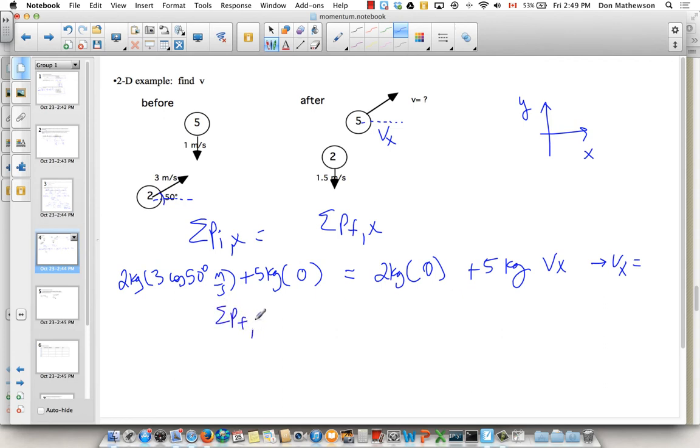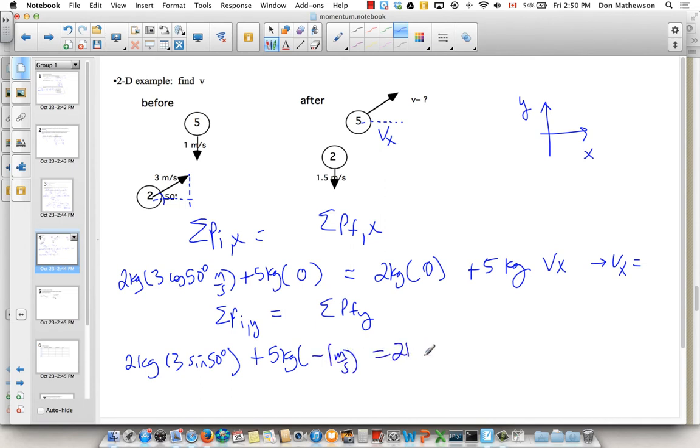We also apply, oops, that's initial. Let's clean that up. We also apply momentum conservation to the y components. So we'll say that the initial y momentum has to equal the final y momentum. So here we've got a y component of speed. That's going to be 3 sine 50. And the 5 kilogram, now remembering vector direction, the 5 kilograms moving in the negative y direction, so it's downwards 1 meter per second.